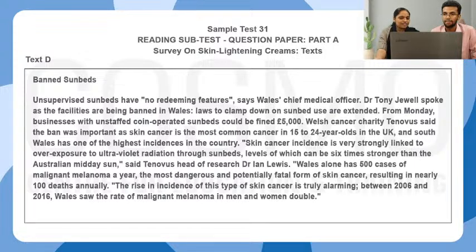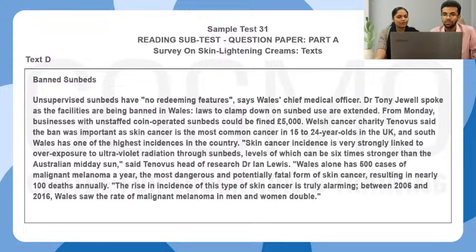Ajit Kumar, it's not unsupervised, it's unstaffed coin operated sunbed, because you have to write the exact same phrase as given in the text. That's why we said earlier, it's not about simply finding the exact words from the text, but you have to find the answer most appropriate to the question.